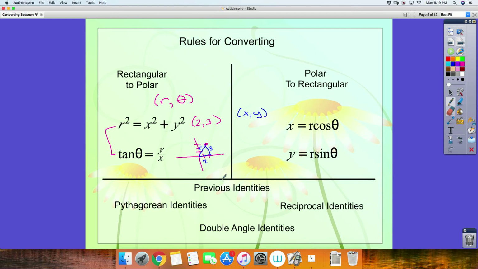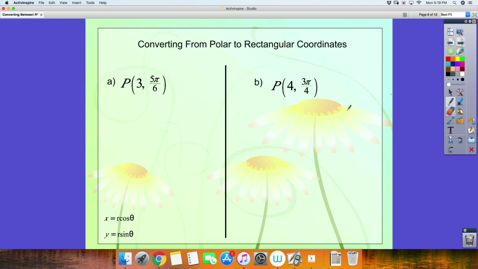Now, when we get to converting polar to rectangular equations and reverse, your previous identities that you learned in the last unit are also going to come back. There may be times where you need the Pythagorean identities, reciprocal identities, or the double angle identities, just to name a few. So these ones we'll come back to when we start using equations. But let's go ahead and start looking first by doing polar to rectangular coordinates.